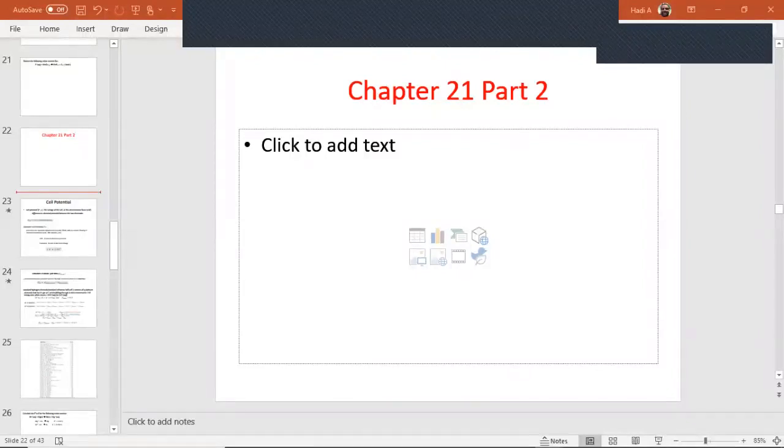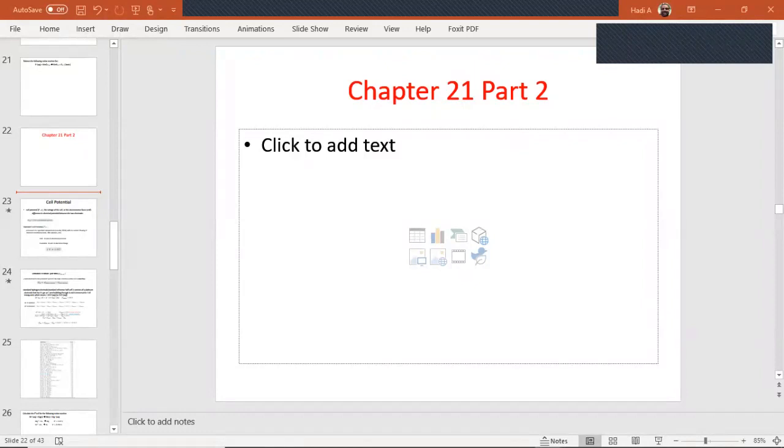This is a continuation. This is part two. Part one was over redox reactions and talking about writing the shorthand notation for electrochemical cells. So let's go ahead and get started.